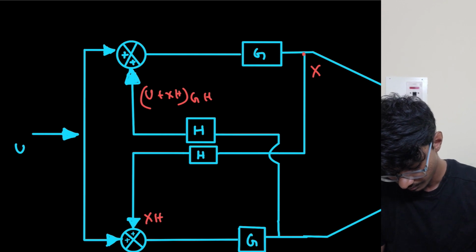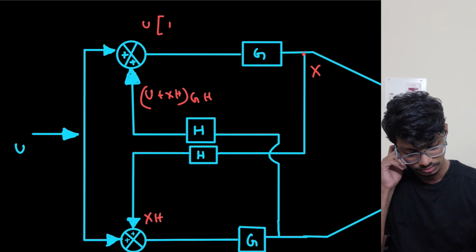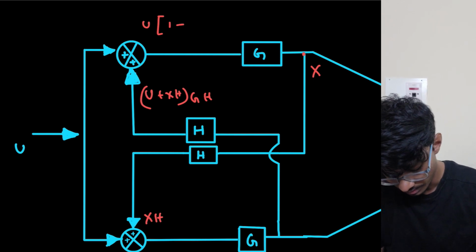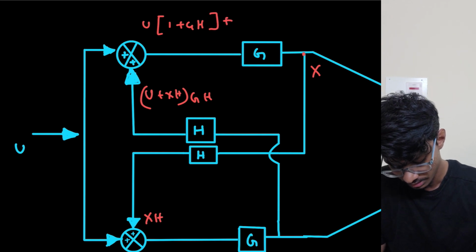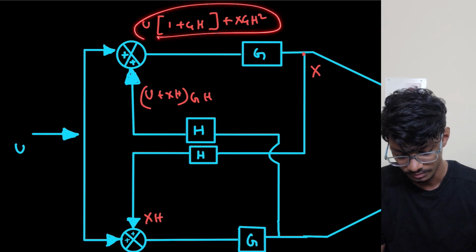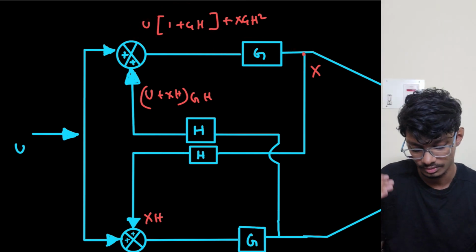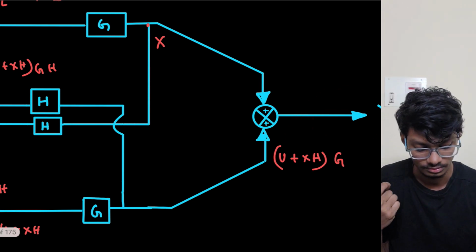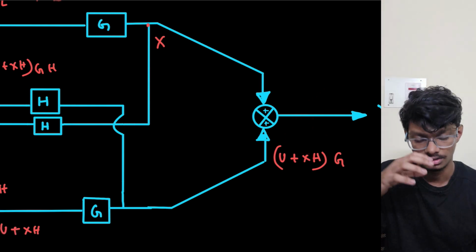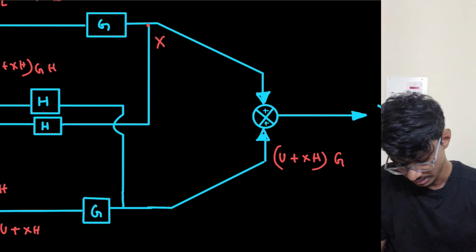So this will become, if I take u common, u times 1 plus gh plus xgh square. Okay, so this is the form. Then again I multiply with g and I get back x again. So I can find the relation between x and u and replace it in this equation, the value of x, and I will find the relation between y and u, right? So let me do that.